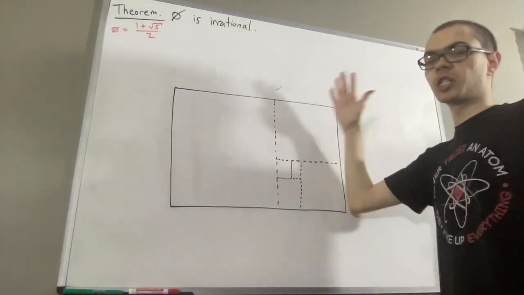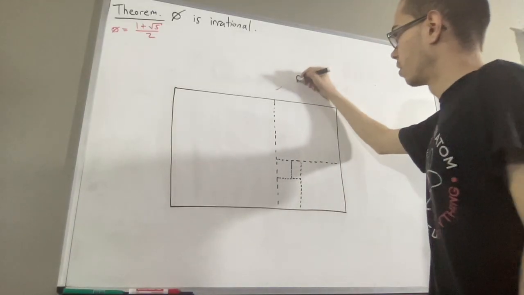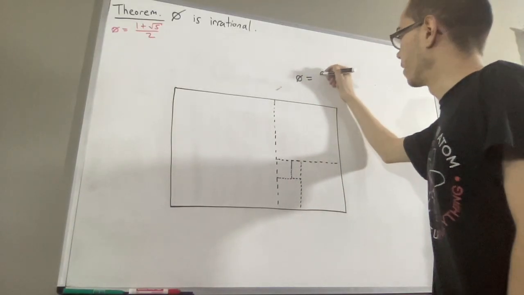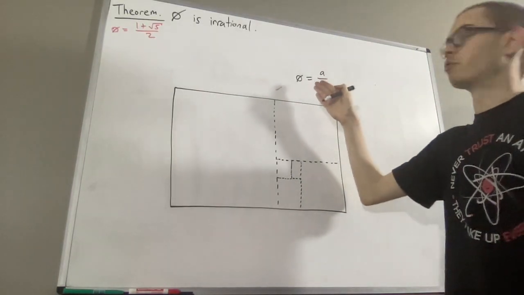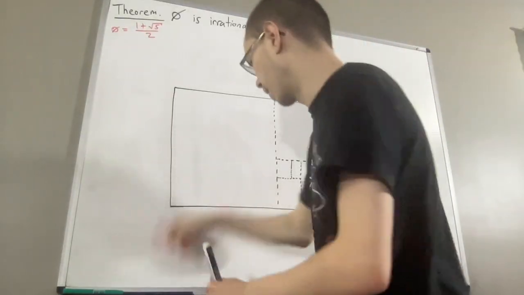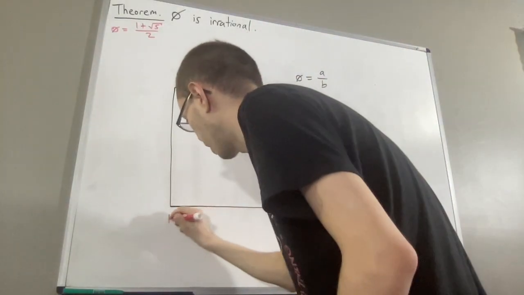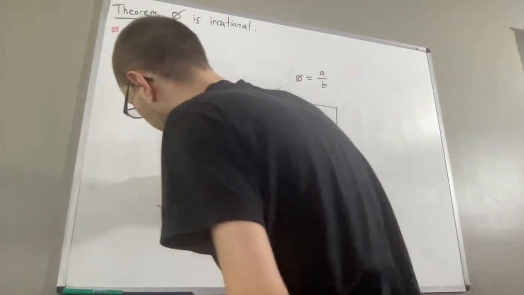Well, if we assume for a contradiction the golden ratio is rational, then we can express the golden ratio as a ratio of positive integers, say a and b. Since the golden ratio is greater than 1, we must have that a is greater than b. So then let's take our rectangle right here, label the longer side length as a and the shorter side length as b.